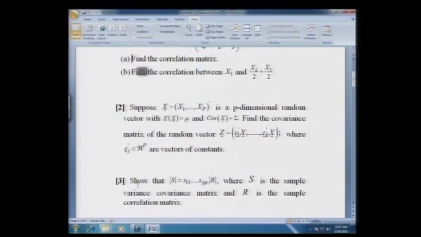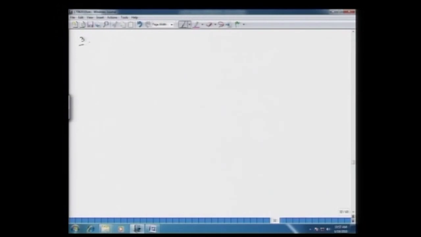The second problem is done. So we are looking at the third problem. We are trying to find out, or rather establish, the fact that determinant of S is equal to the product of S_ii, i equal to 1 to p, and then the determinant of R. What are these? S is the sample variance covariance matrix, and R is the sample correlation matrix. So let us look at how to establish this particular fact.